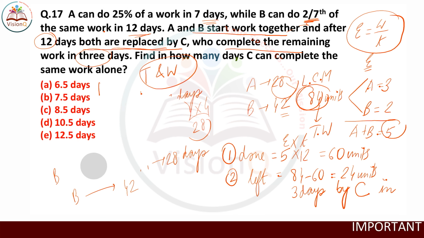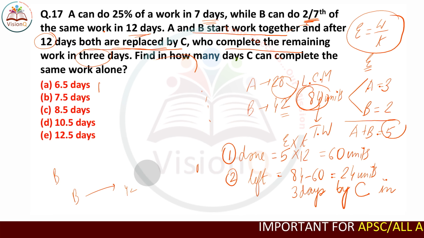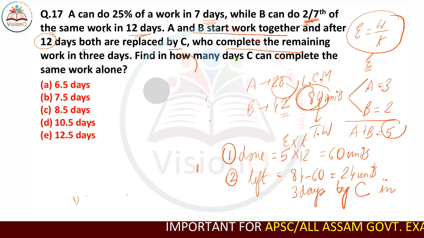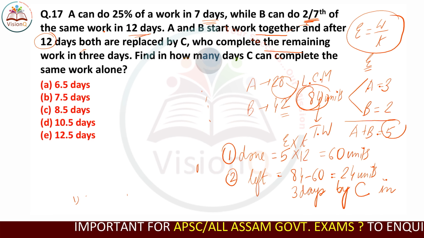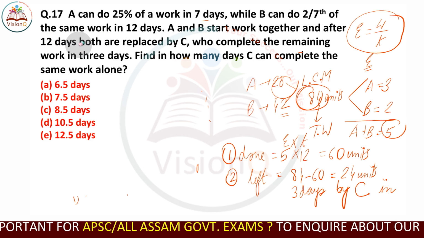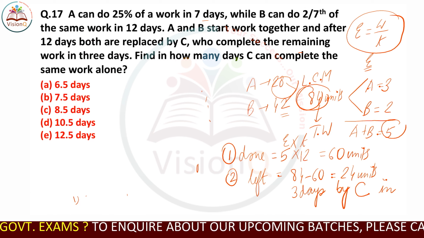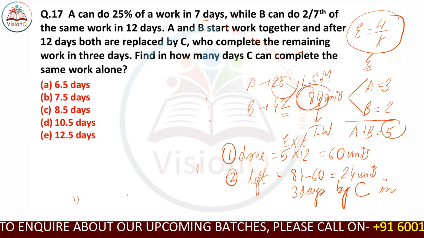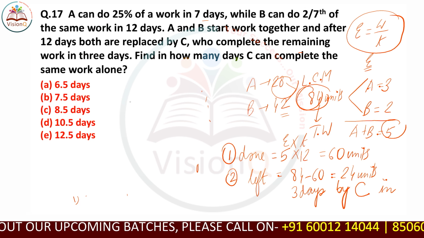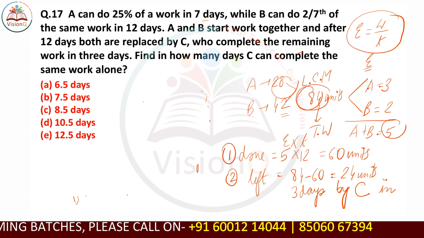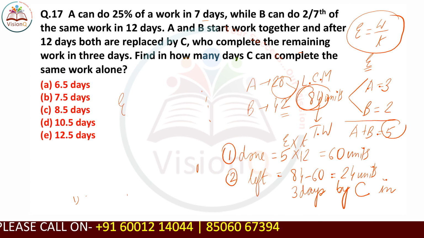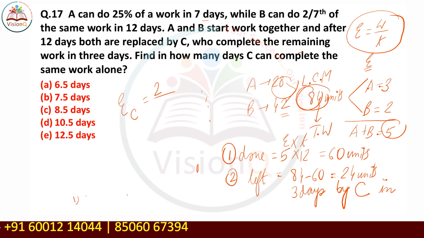So from here, see what I can find out. I know the work done by C is 24 units. I also know the time taken by C to do these 24 units, which is 3 days. So if I know work and time, I can always find the efficiency of C, which is work by time. That is 24 by 3, which is 8 units.